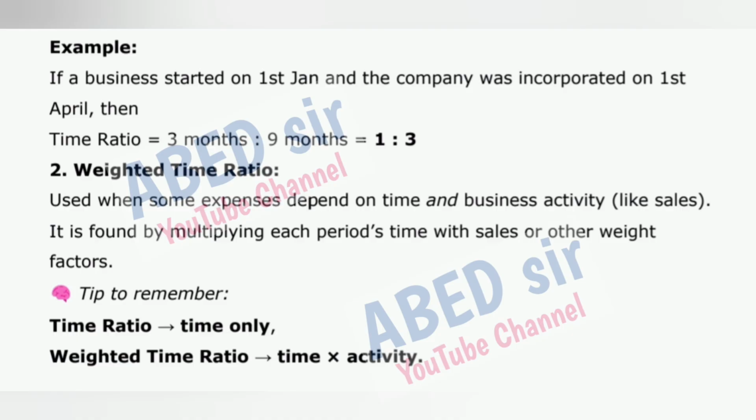2. Weighted time ratio. Used when some expenses depend on time and business activity, like sales. It is found by multiplying each period's time with sales or other weight factors. Tip to remember: time ratio is time only. Weighted time ratio is time times activity.